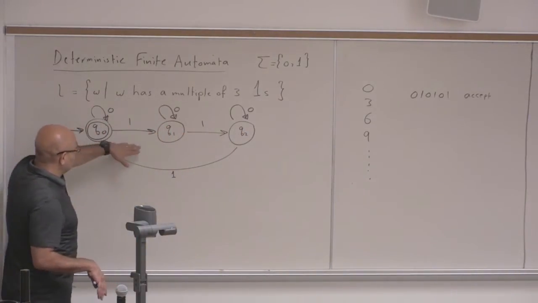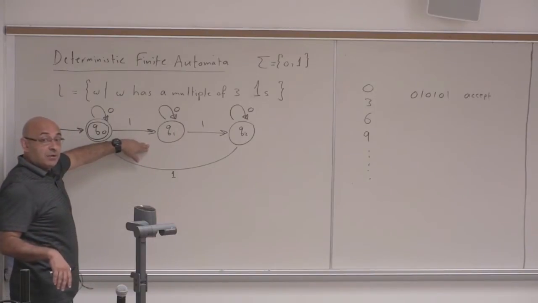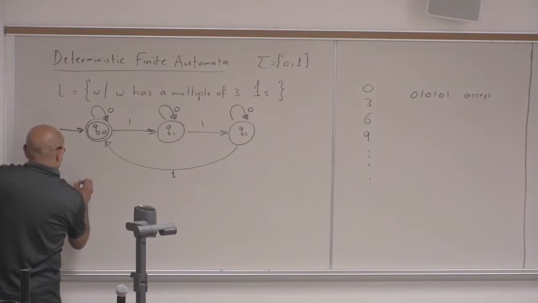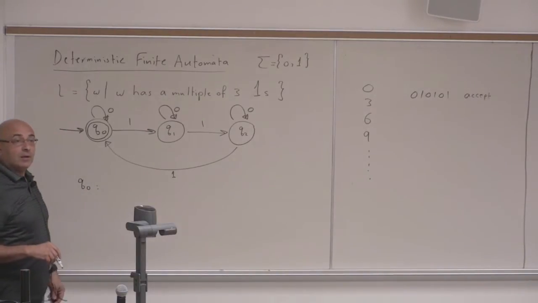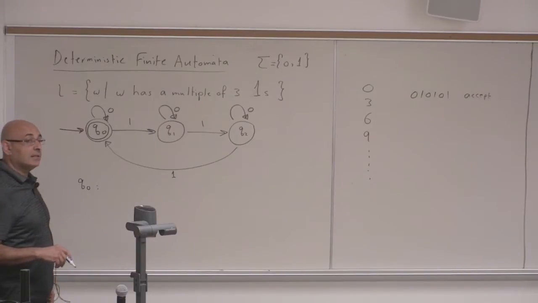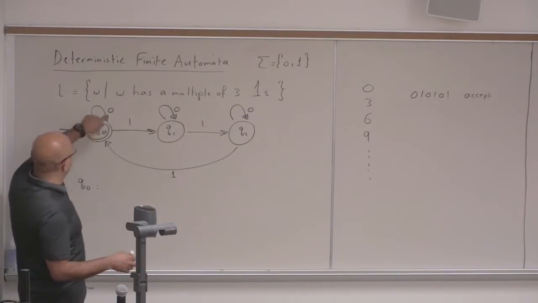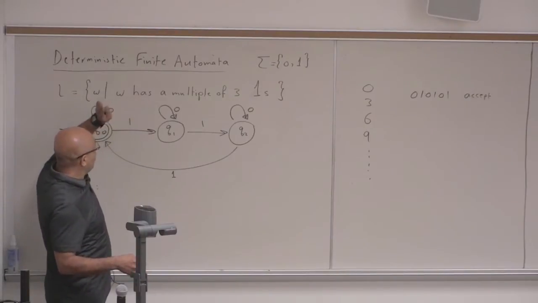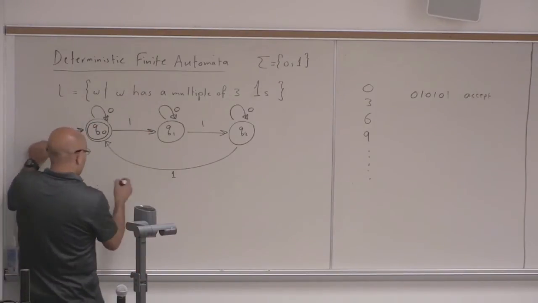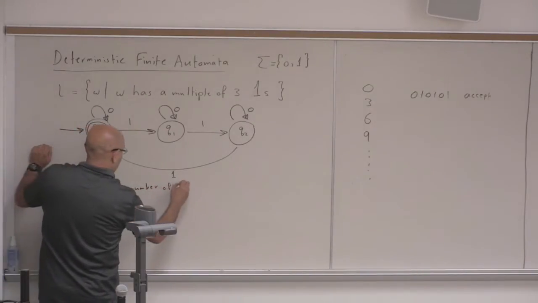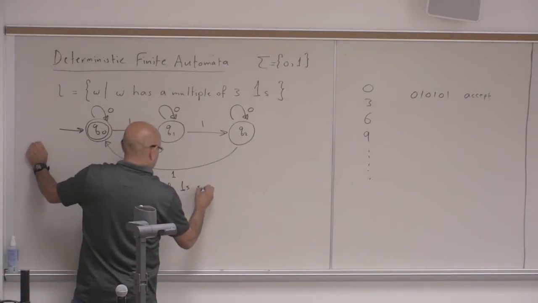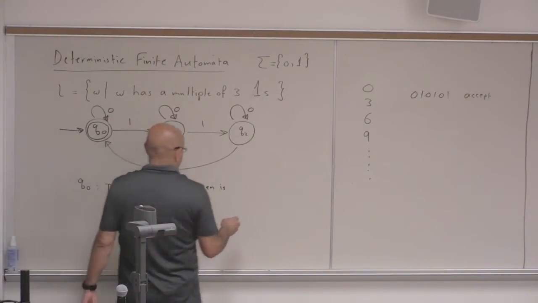Let's now try to write a description for each state. What does Q0 represent in this case? Begin. Start. Yeah, it's our start state. In fact, it's the state in which we have the property that we're looking for. So the number of ones that has been seen is a multiple of 3.